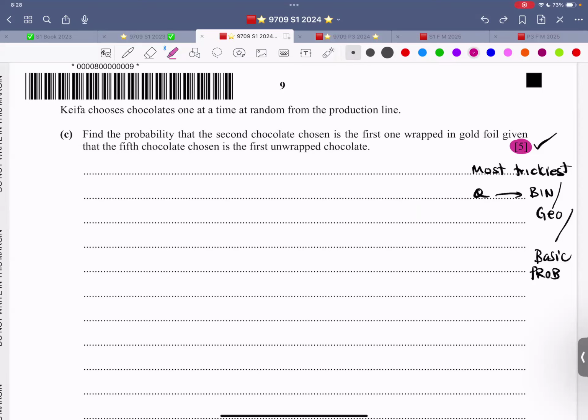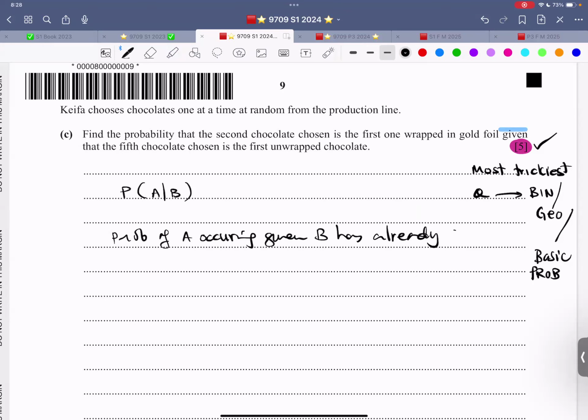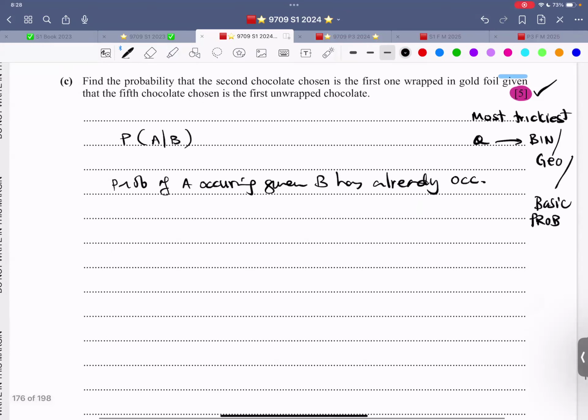chocolate. Now, this is way difficult. First of all, realize that the word "given" is there. So it's conditional probability, probability of A given B. That means probability of A occurring given B has already occurred. So let me first write this over here. Now over here, probability that second chocolate is the first wrapped in gold foil.